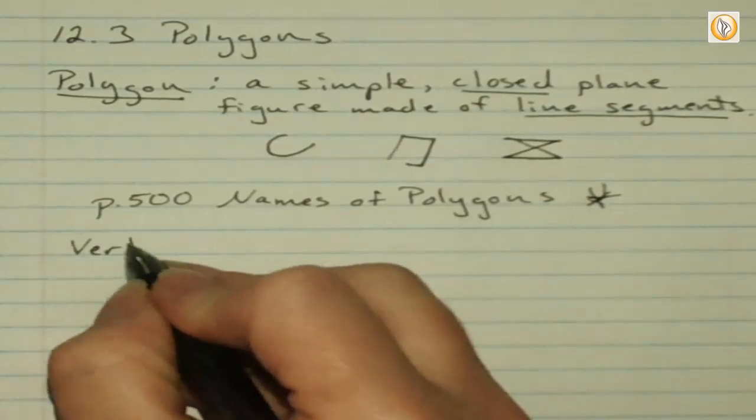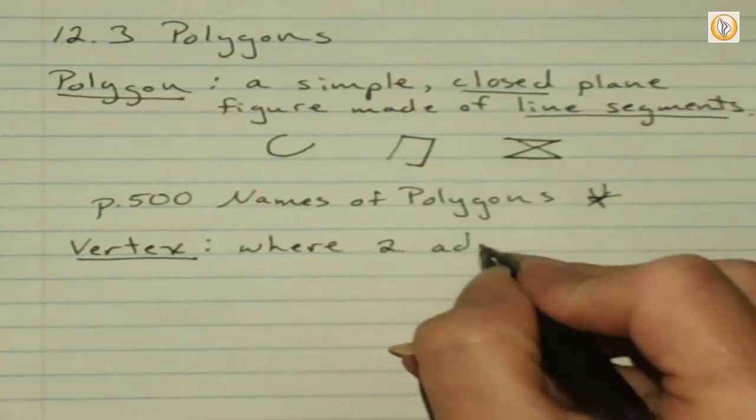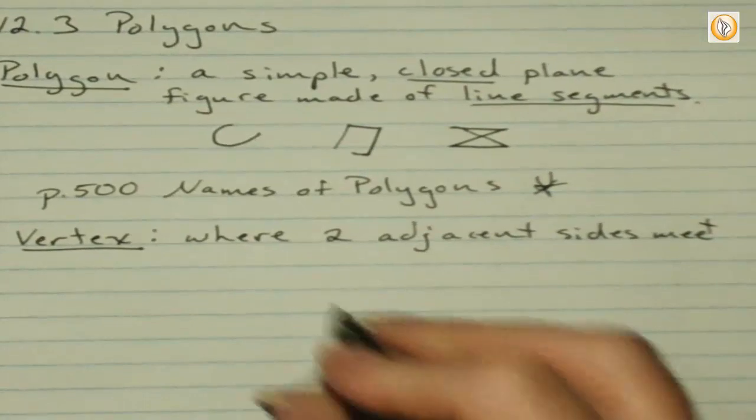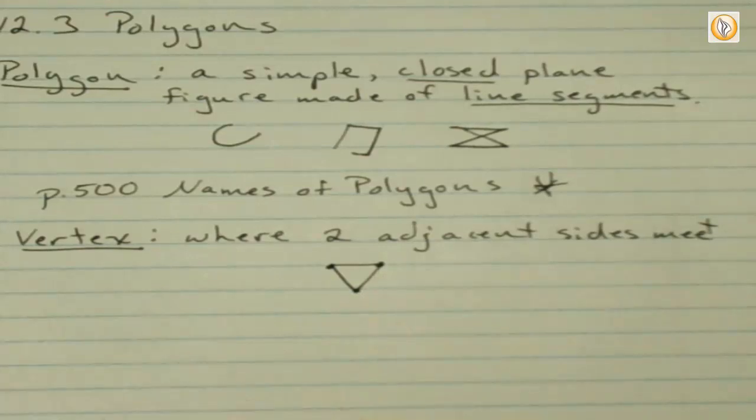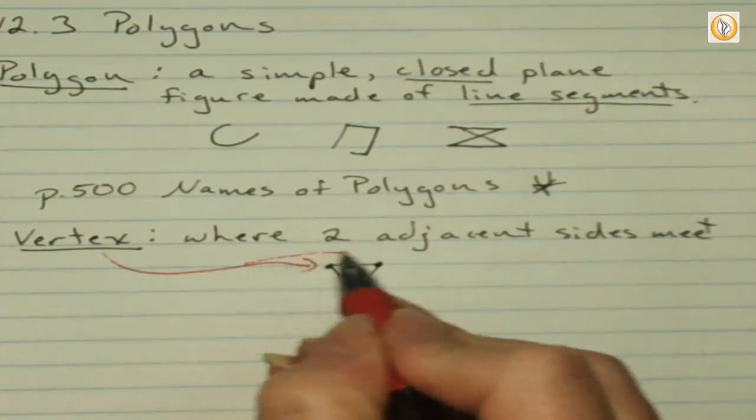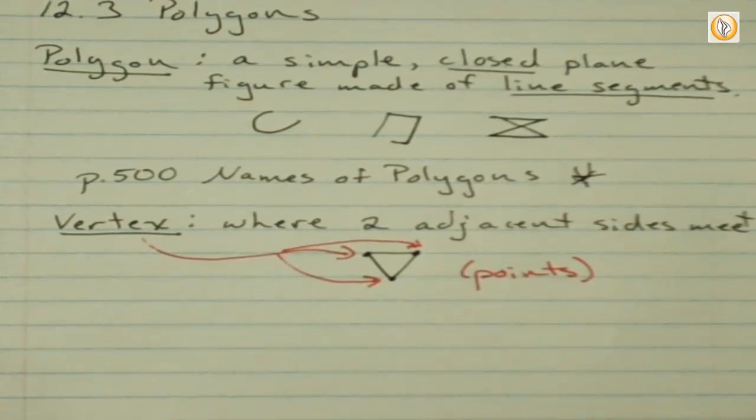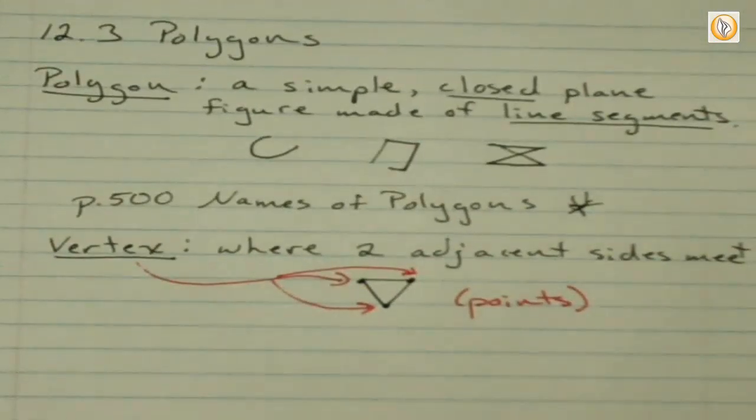A vertex is where two adjacent sides meet. For example, here, here, and here. That is your vertex. The points. Vertex is where two adjacent sides meet. When you're done, please put your pencil down so I know you're done.